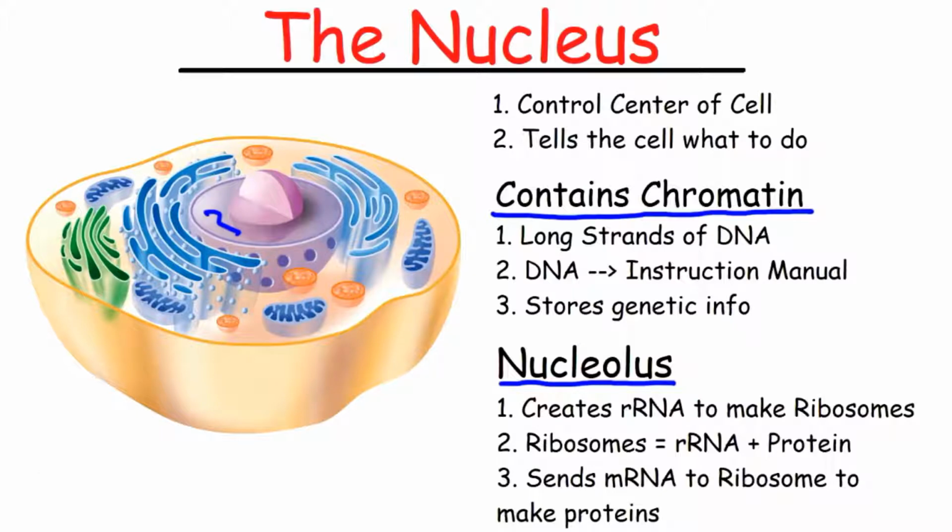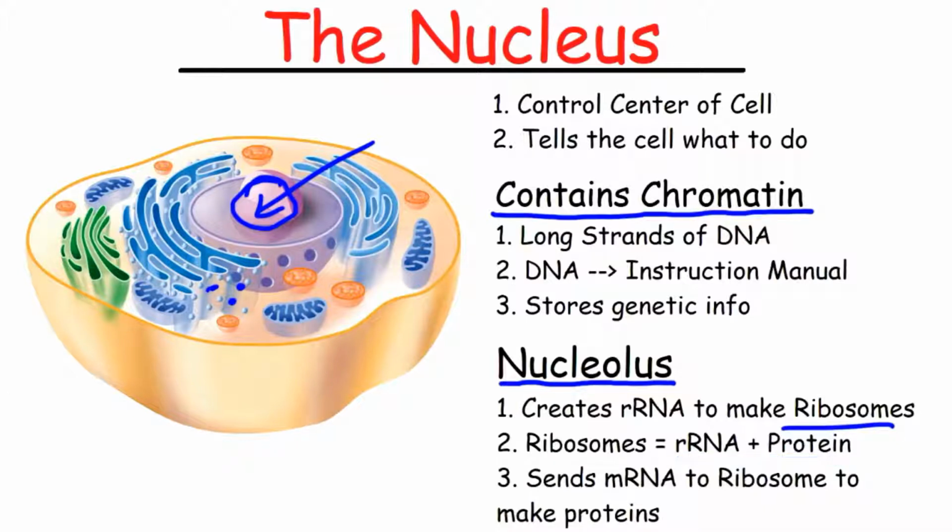Now, inside of the nucleus, we have this ball right here, and that is the nucleolus. Now, the nucleolus creates ribosomal RNA to make ribosomes. And ribosomes, you can see these little spheres floating in the cytosol. And the ribosomes make proteins. Now, the ribosomes consist of ribosomal RNA and proteins, but they manufacture proteins.